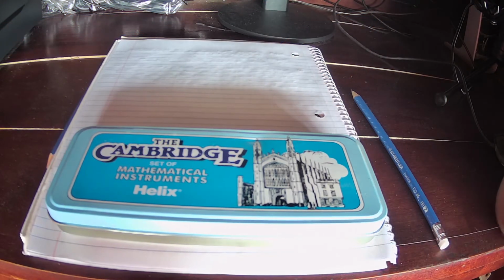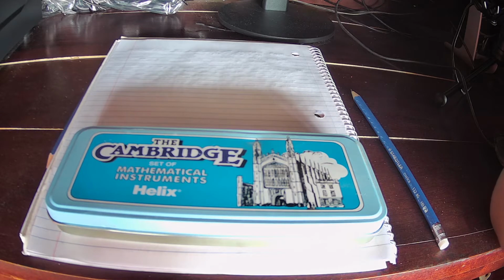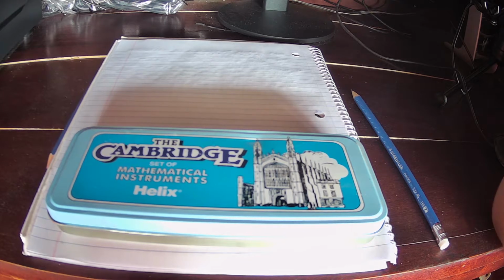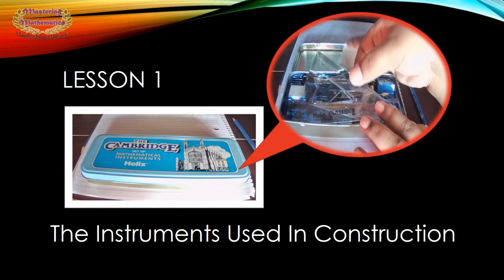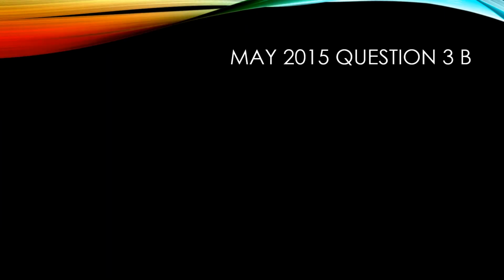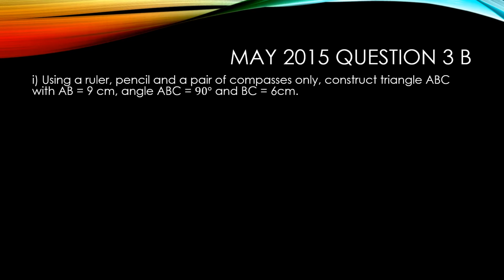Hello everyone and welcome to this tutorial on construction. In today's tutorial we're going to be looking at the May 2015 question 3 part B question, and this question involves the construction of a right-angled triangle. The question, part B, says, using a ruler, a pencil, and a pair of compasses, construct triangle ABC with AB equal to 9 centimeters, angle ABC is equal to 90 degrees, and BC is equal to 6 centimeters.